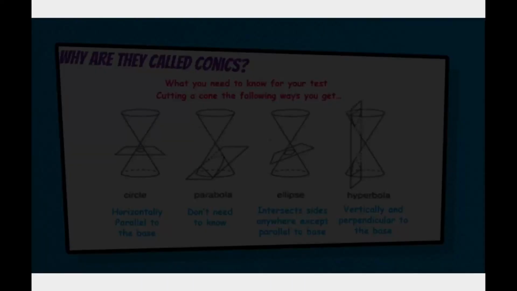And then a hyperbola, the other conic we're going to look at, is when you intersect two cones vertically, perpendicular to the base. And so this is how these shapes are created. You will need to know these. I'll talk about these more later as well. I just threw this into this slide since we're introducing conic sections.